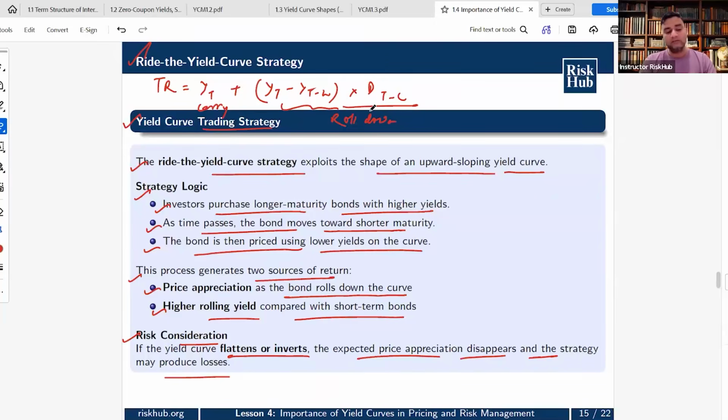Carry is basically income earned from the coupon and yield, and depends on the level of yield. Roll down is basically price gain from moving along the curve, and depends on the slope of the curve. The one difference that matters is carry survives a flat curve. Roll down does not. Where it is used: this is a standard bond portfolio strategy and the exposure is a slope exposure, measured with the steepening shock from slide number 12.